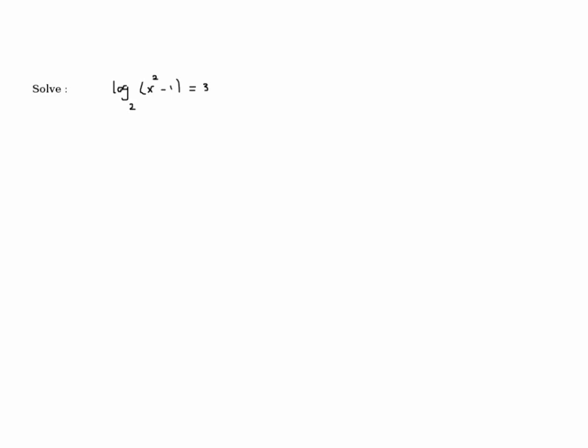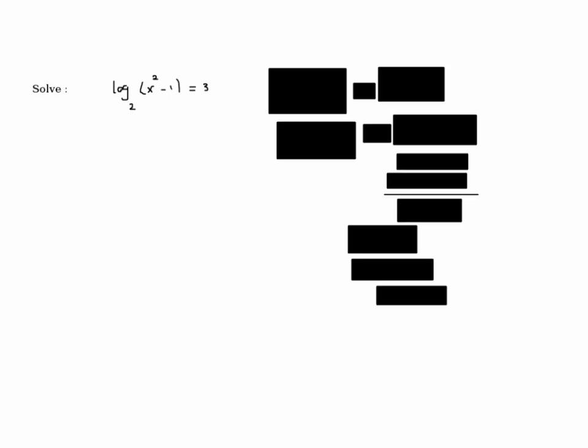Solve. Here we have an equation involving a logarithm. Can somebody tell me what would be the first step? Okay, the first step is to convert the logarithm into the exponential. Anybody know how to do that?